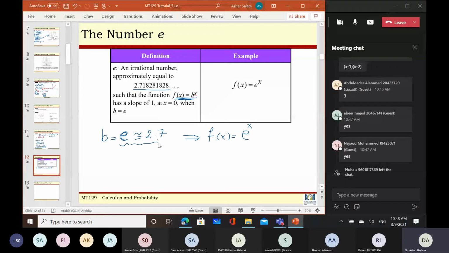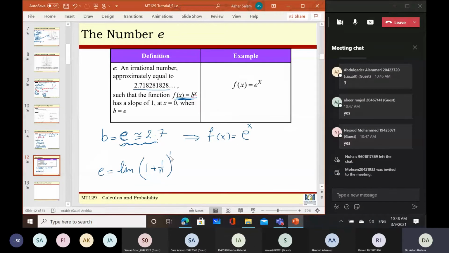Just for your information, how do we get this number? هي معلومة إضافية بس، من وين جبنا هذا الرقم؟ It actually comes from taking the limit of this quantity: 1 plus 1 divided by n, all to the power n, when n approaches infinity. هذه معلومة فقط. كيف تم حساب هذا الرقم؟ It's actually this limit.